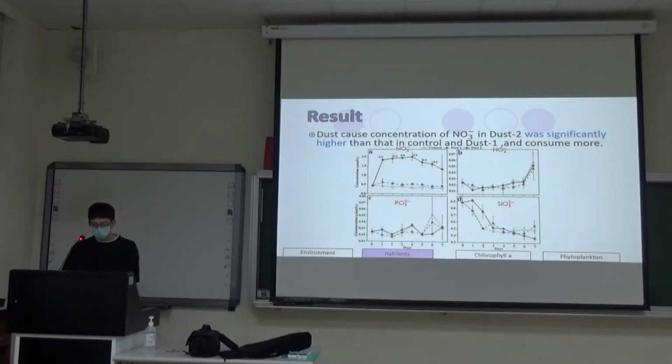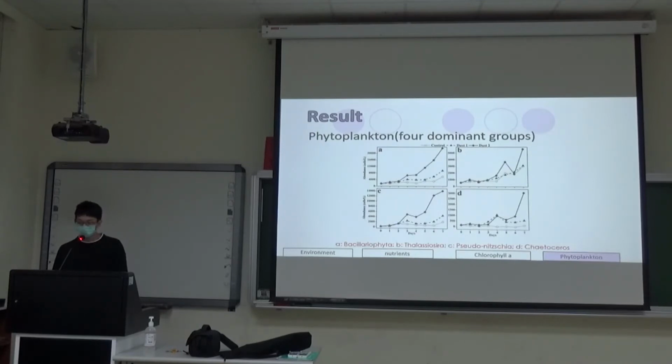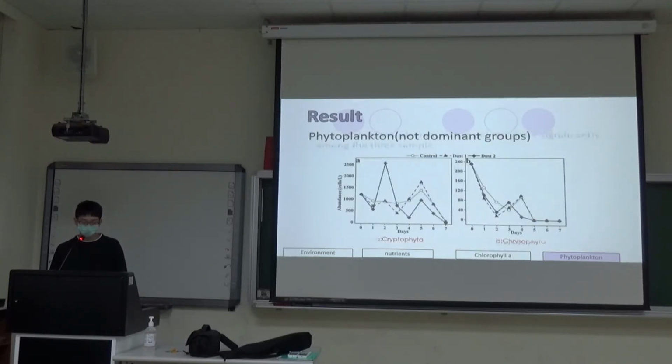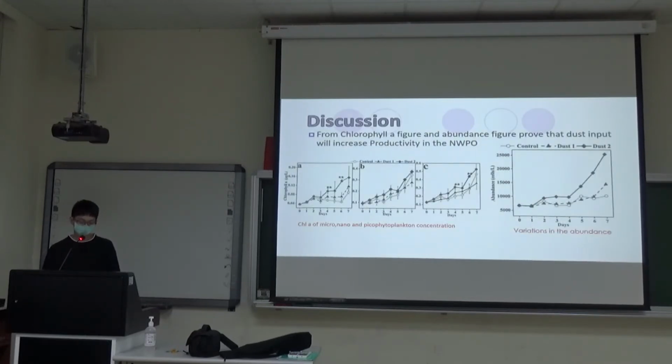Can you explain why the dust caused the phytoplankton to decrease? You want to know why the dust caused what to decrease? Phytoplankton. The pictures show that the phytoplankton abundance is increased, because the chlorophyll A is increased and corresponds to the abundance, so the abundance is increased.